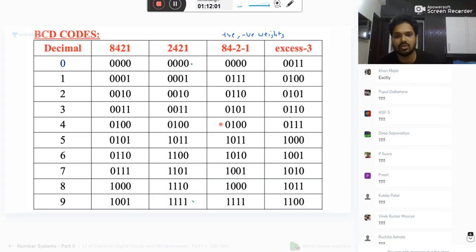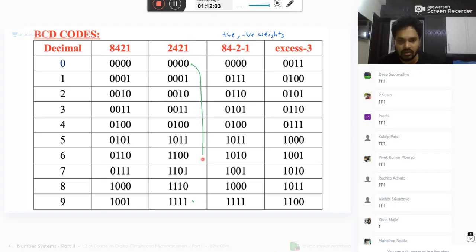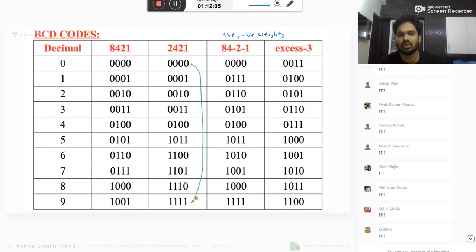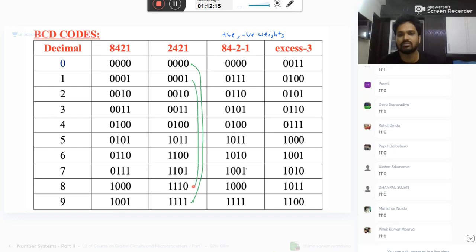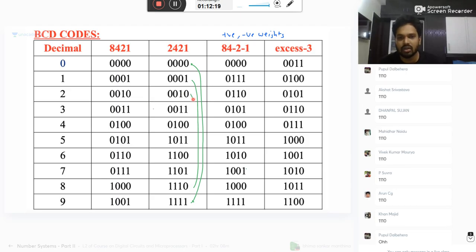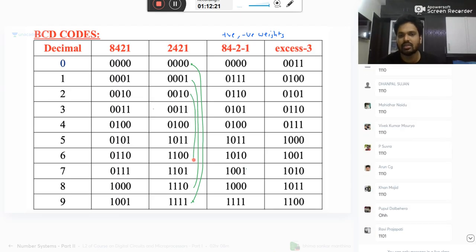Complement of all zeros is all ones. It is here. What is the complement of 0001? 1110. It is here. Similarly, what is the complement of 0010? 1101. It is here.